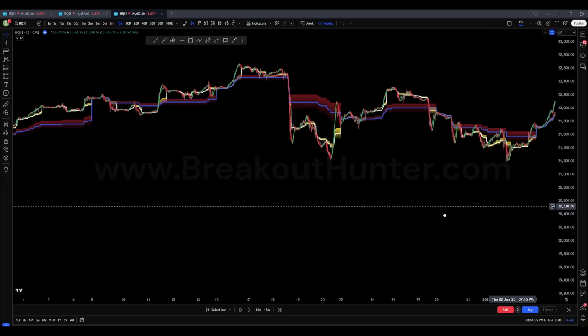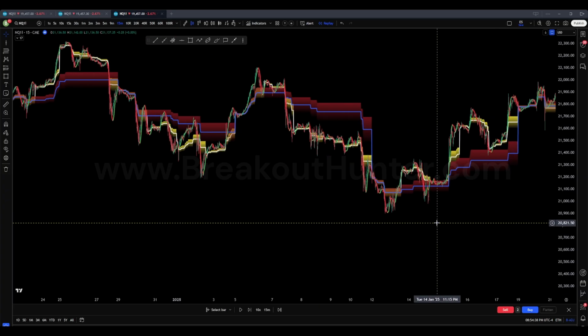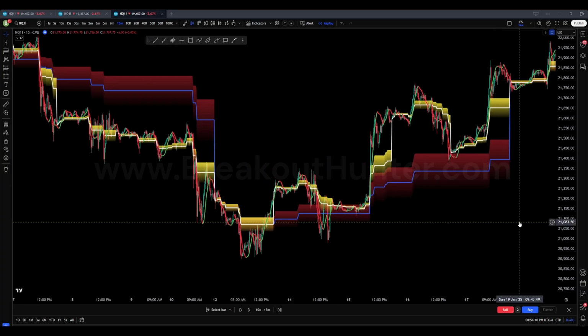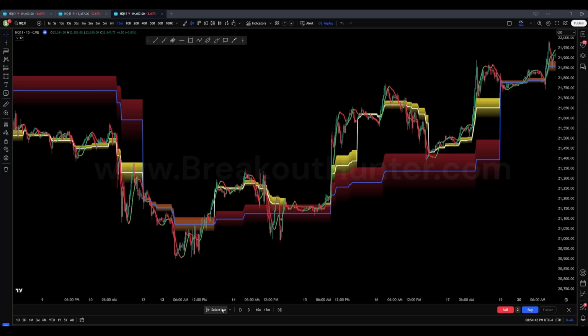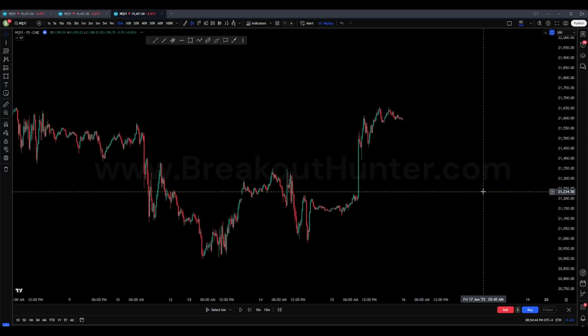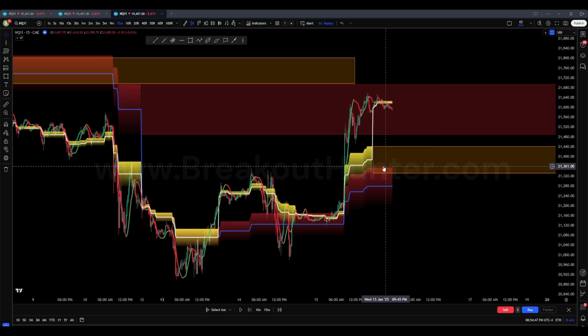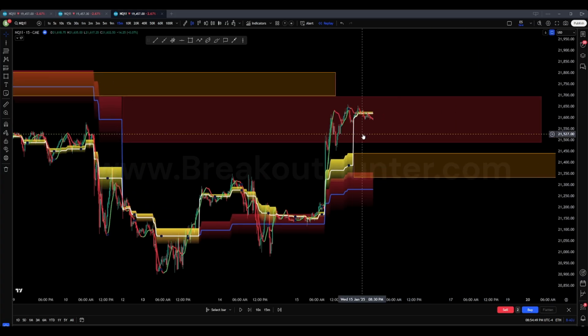Now into the shorts. The shorts is the same thing. Here's a good example right here. So let's go right here. Okay, so there we go. So we get into the short.